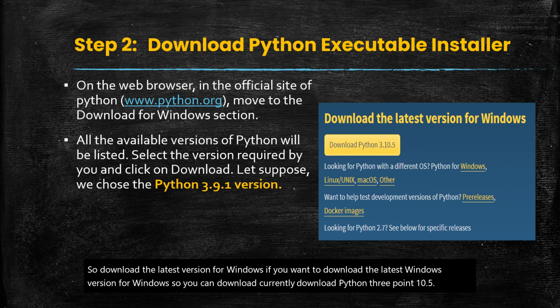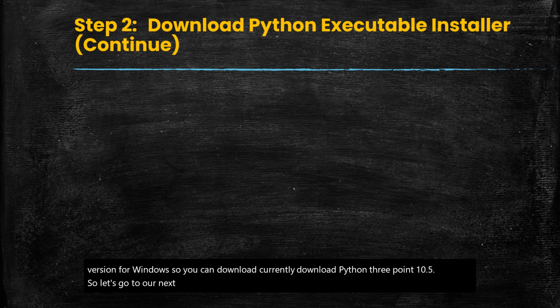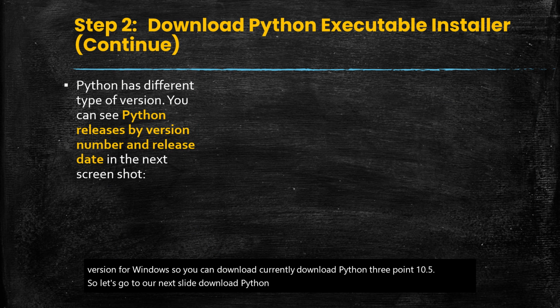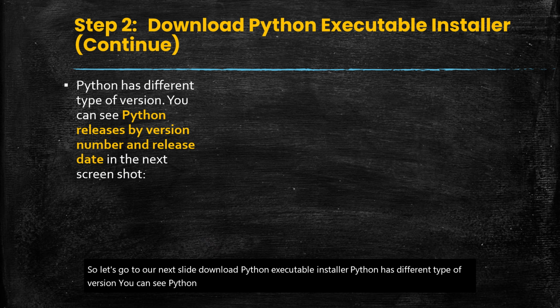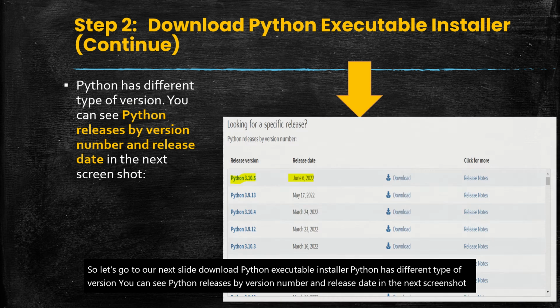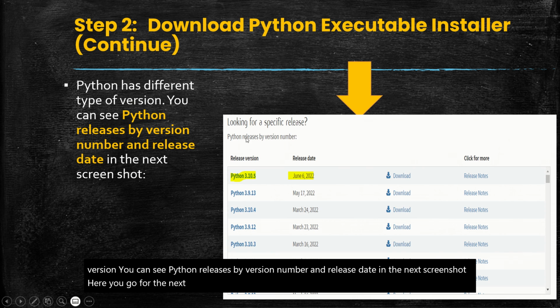So let's go to our next slide. Download Python executable installer. Python has different types of versions. You can see Python releases by version number and release date in the next screenshot. Here you go for the next screenshot. As you can see in the screenshot, we have different types of versions.